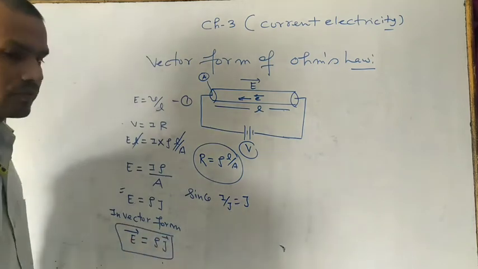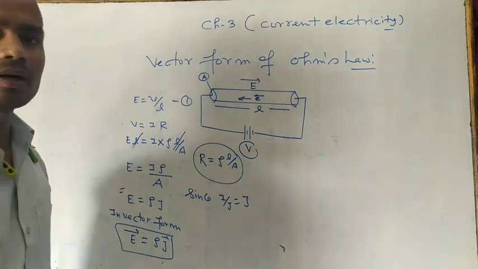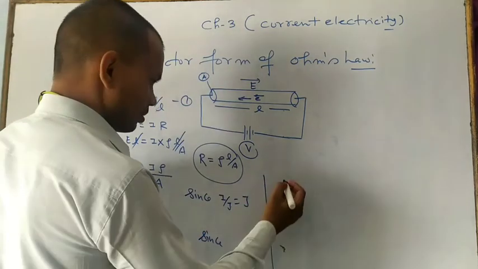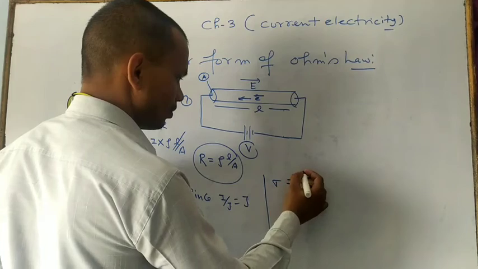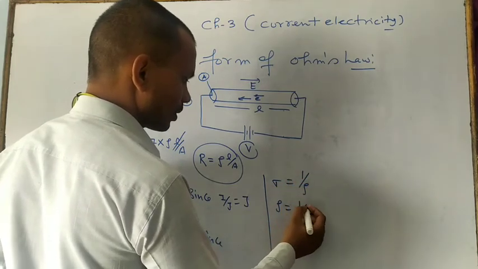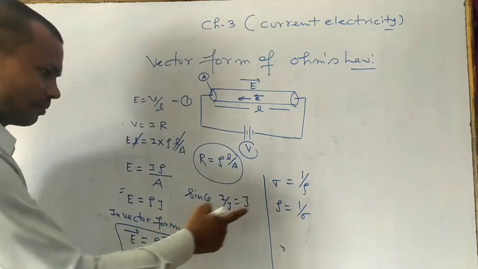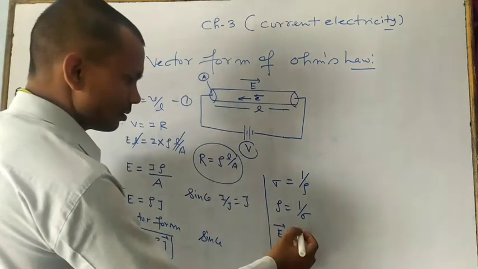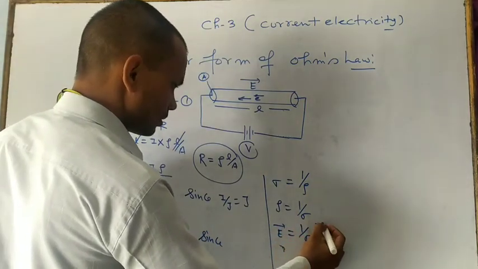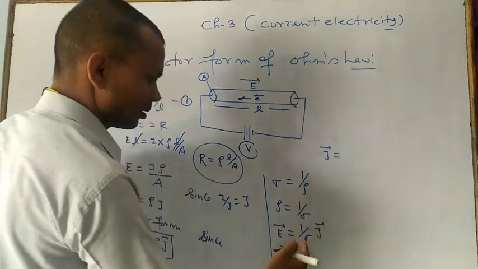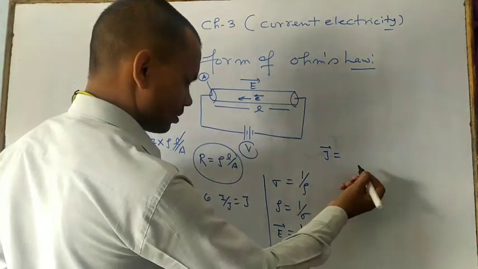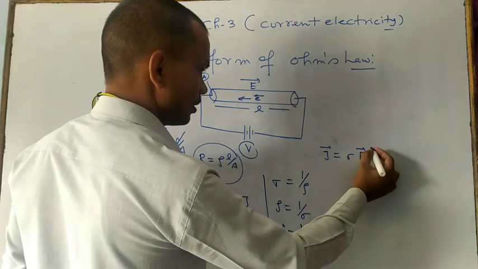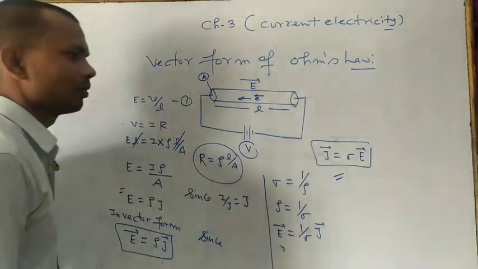And here you have to see, this resistivity is the reciprocal of conductivity, since sigma equal to 1 upon rho, or rho equal to 1 upon sigma, right? So in place of rho we can write 1 upon sigma. So vector E is equal to 1 upon sigma times J. This we can write as vector J equals sigma times vector E. So this is the vector form of Ohm's law.